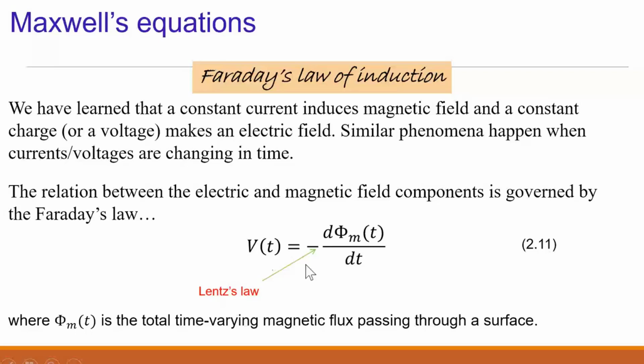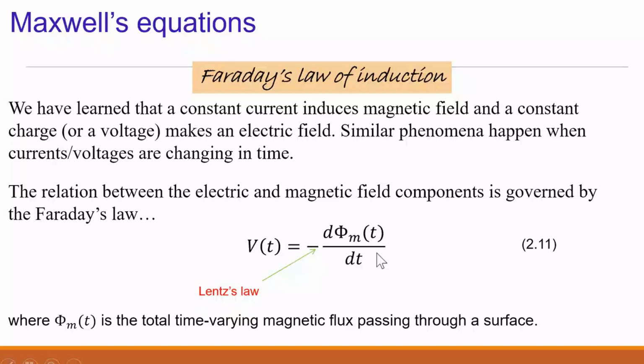So what is phi m here? Phi m is the total time varying magnetic flux passing through the surface. And EMF is induced on the secondary side, or in another coil which is present in the vicinity of the changing flux. In the case of the transformer principle, we have seen this equation in the previous lecture also. So Vt is equal to minus d phi m by dt.